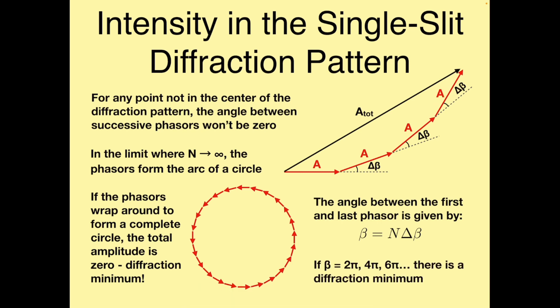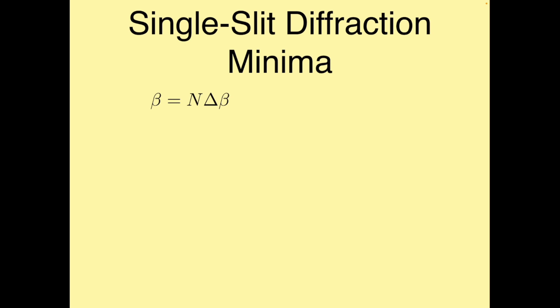So if beta is equal to 2 pi, then you've basically wrapped around in a complete circle. If it's equal to 4 pi, you've actually wrapped around twice. If it's equal to 6 pi, you've wrapped around 3 times. But in each one of those cases, you have a diffraction minimum, okay? So that's how we know where the points of minimum intensity will be located. So let's work this out. The single-slit diffraction minima are going to be located at points where beta is equal to 2 pi, 4 pi, and so on, right? And again, beta is equal to n times delta beta.